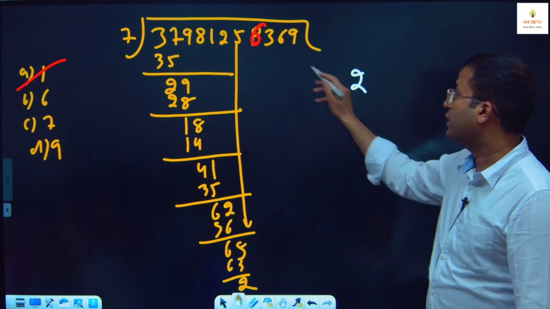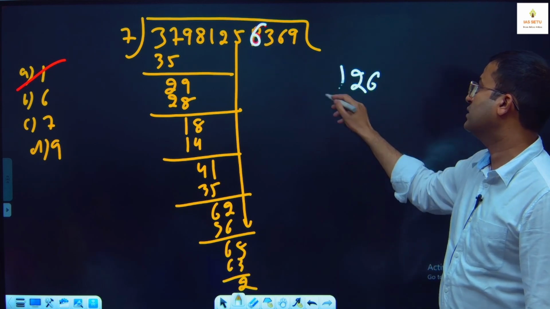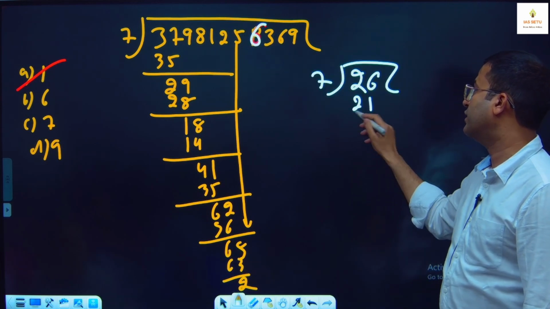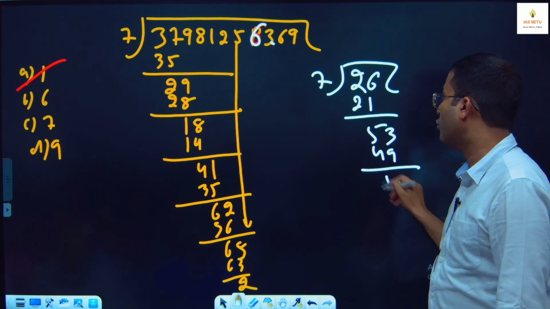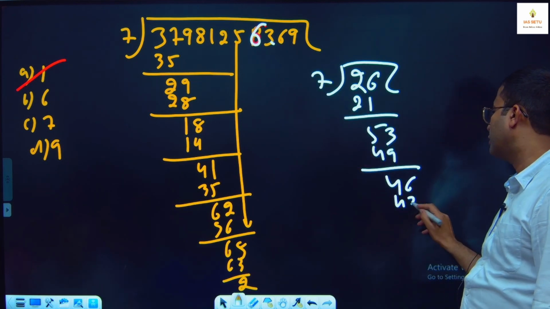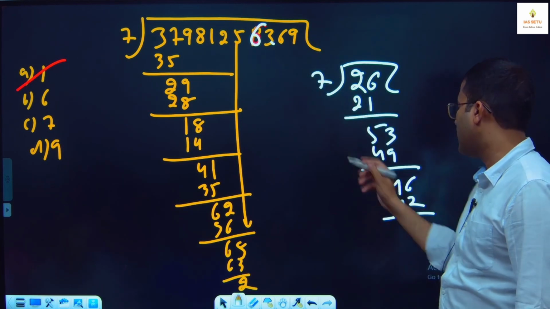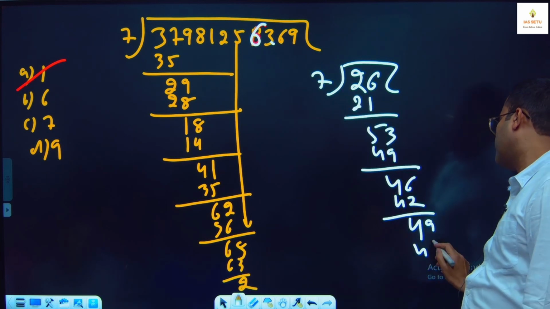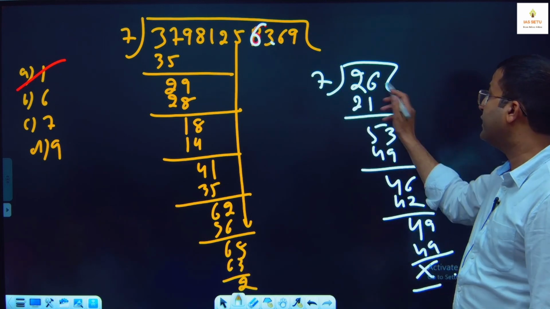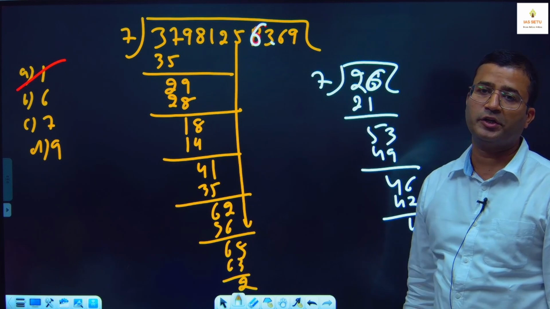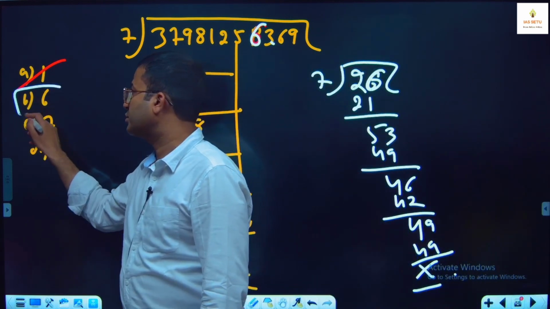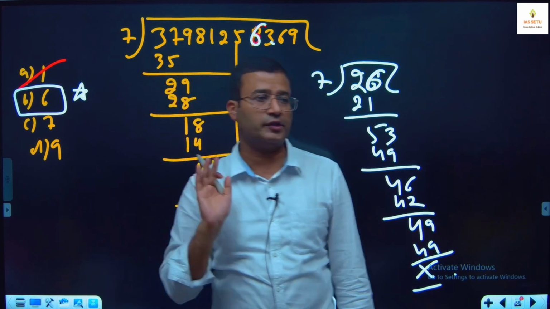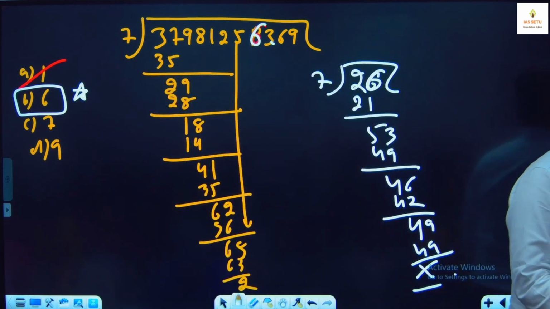2. Instead of P you put 6, 7 6s are 42... 21, 5. Then you get 3, 49, 4. Then you get 6, 42, 4. You get 9. 7 7s are 49. Remainder 0. It means here 6 will fit in your question. At the place of P, 6 is coming. So this is your correct answer. It will fit in your question. And these are UPSC previous year questions.